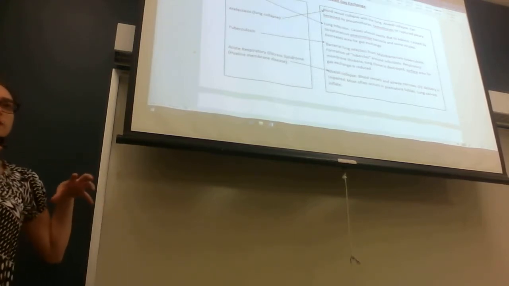Disorders that impair gas exchange. We have pneumonia, which is a lung infection. Causes the alveoli to swell up, and they turn like edema. This can be caused by Streptococcus pneumoniae bacteria and some viruses, and this decreases the area for gas exchange. So kind of like with the emphysema, when it inflames, you don't have as much surface area.